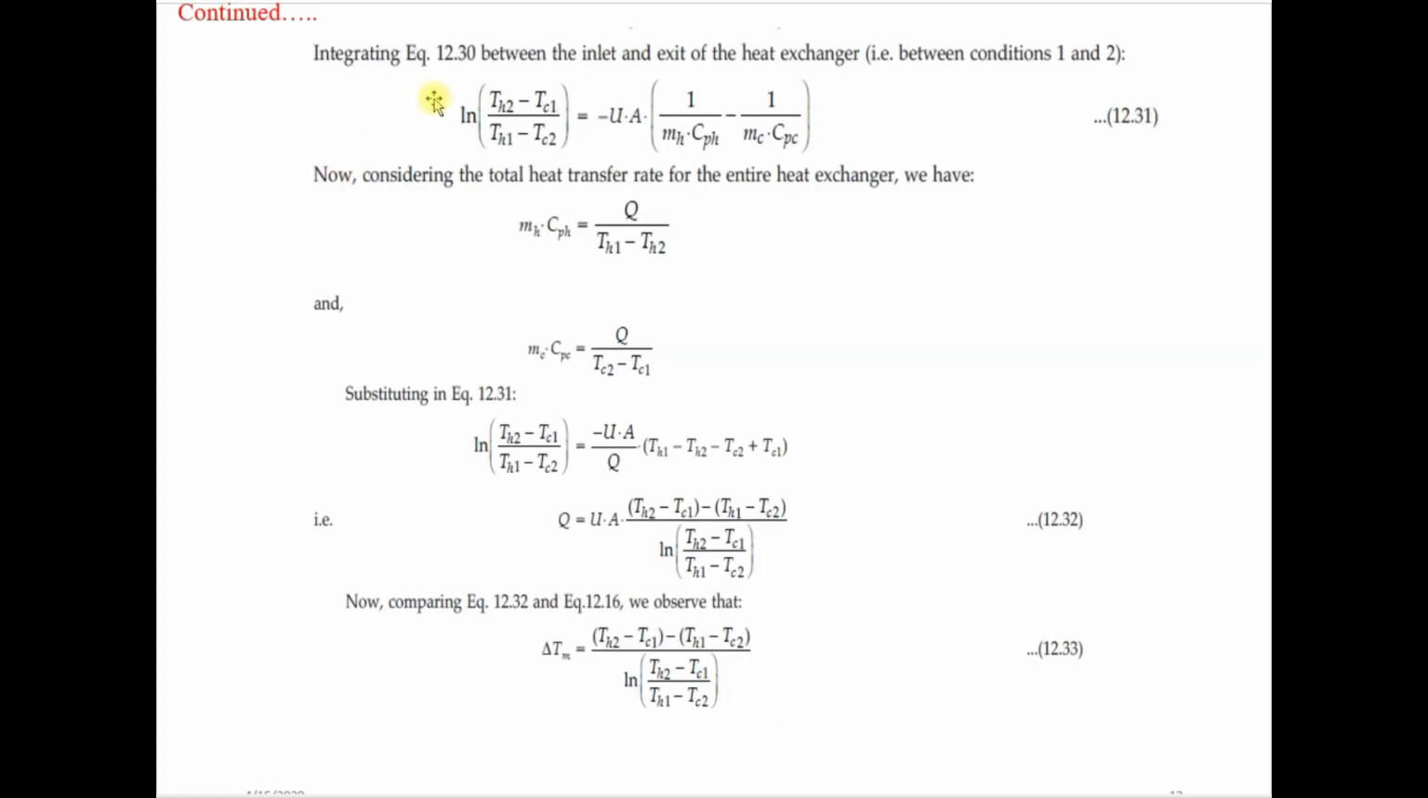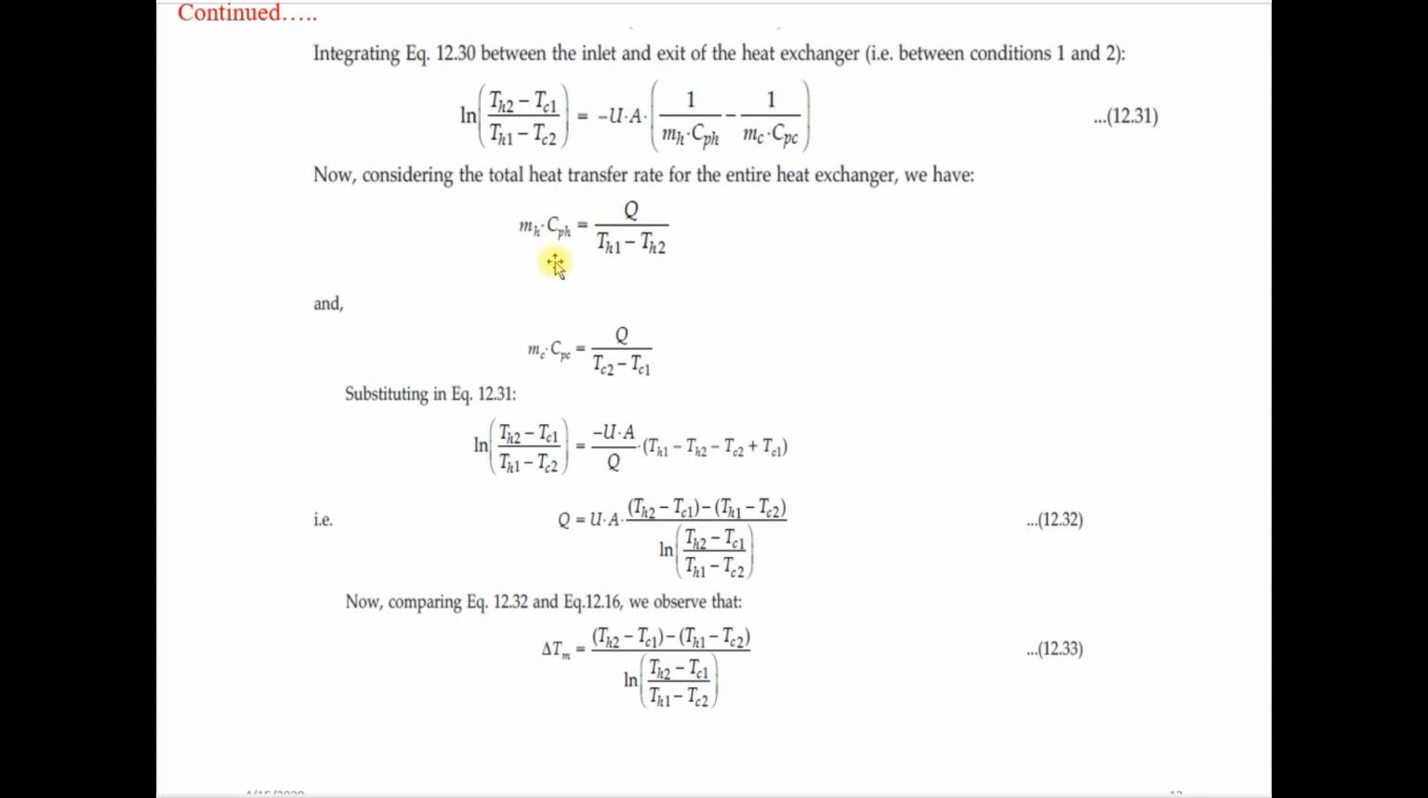Next, for the whole heat exchanger we have to integrate. The last equation is only for a small elemental area dA. For the whole heat exchanger, we have to integrate from inlet to outlet of the heat exchanger, between conditions 1 and 2. That is ln of (Th2 minus Tc2) divided by (Th1 minus Tc1), which is equal to minus UA into (1 by mh Cph minus 1 by mc Cpc).